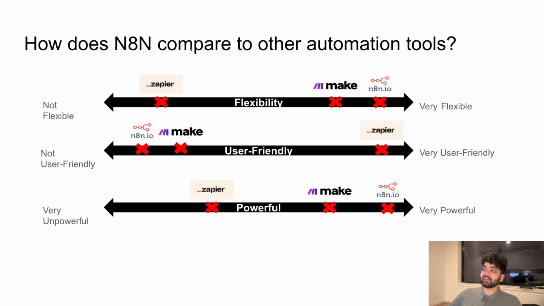And then the final slide: how does N8N compare to other automation tools? I'm not going to make it super cut and dry and say that Zapier is bad and N8N is good and this is why you should use it. I think there are places where you use each one. So let me break this down for you.